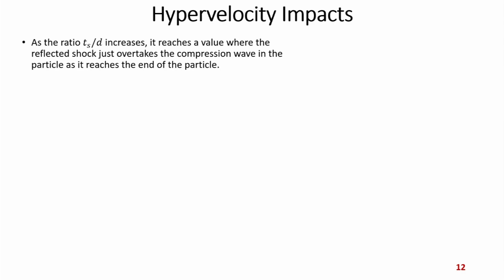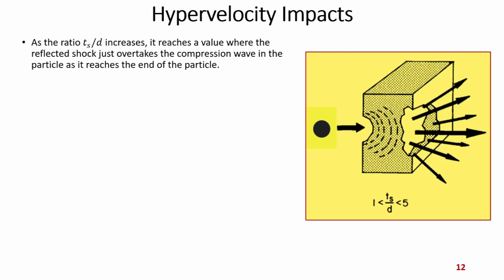Okay. Now, let us see the case when the ratio of the thickness of the shield to the diameter of the impactor increases. It can reach a value where the reflected shock just overtakes the compression wave in the particle as it reaches the end of the particle. This is the case shown here, when the thickness T s by d is in the range between 1 and 5. Okay. So, in that case, what happens?